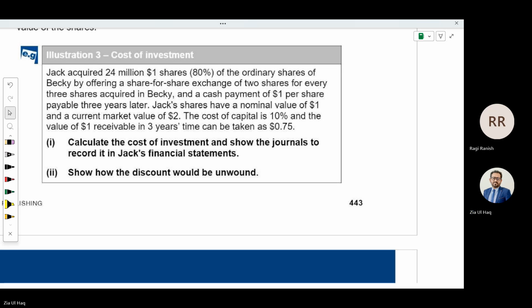Mister, what's the value? 50. So they acquire 24 million shares, and 24 is 80% that they acquire. And they are paying 2 for every 3 shares. Market value of share is 2. So 24 million into 2 by 3, how many shares? 16 million. Multiply by the market value of 2, that is 32.